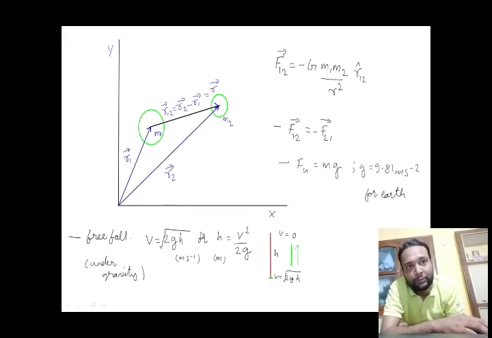So this is the formula for the highest velocity, the maximum velocity attained by your object when it falls from a height of h: v is equal to root 2gh, or h is equal to v square by 2g, the height attained by a body if thrown with a velocity of root 2gh.